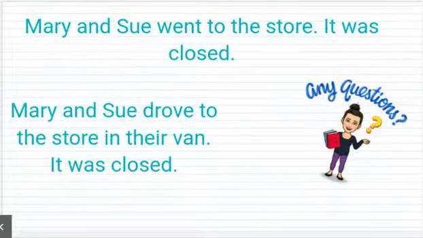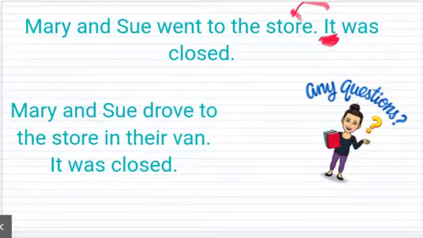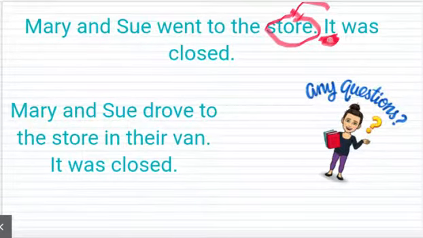Let's try one more. Mary and Sue went to the store. It was closed. So here's our pronoun, it. And if we go backwards in our writing for what was the last thing that could be referred to as an it, we get to store. Does that make sense? Mary and Sue went to the store. The store was closed? Yeah. All right, let's look at this one.